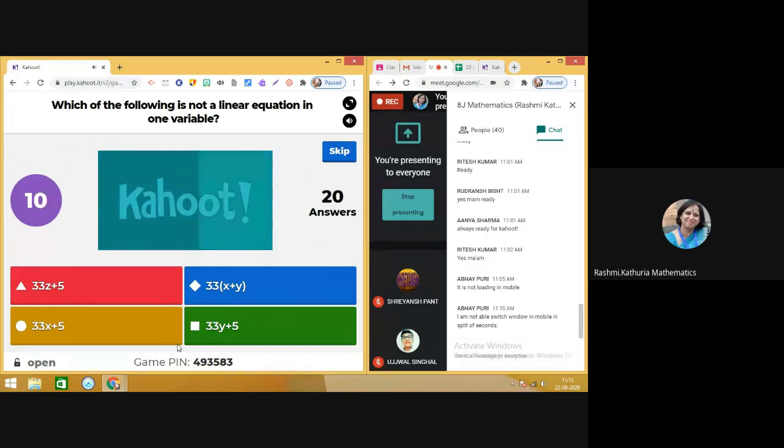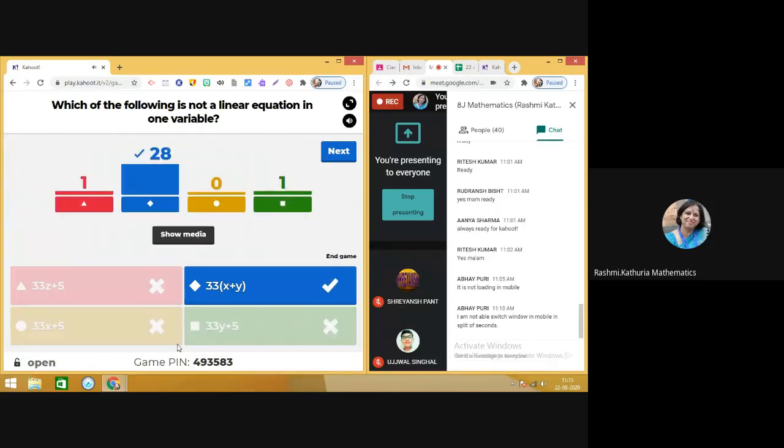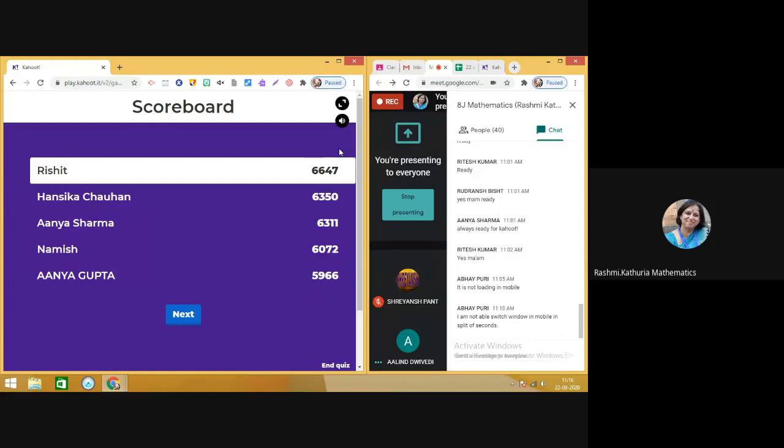Amazing. I can see many of you are writing it quickly. That means you are able to recognize the linear equations in one variable. That's brilliant. Good, 28 correct answers. So you see that here, 33 into x plus y, this equation has 2 variables, x and y. So it's clear. I'm moving on to the next question now.